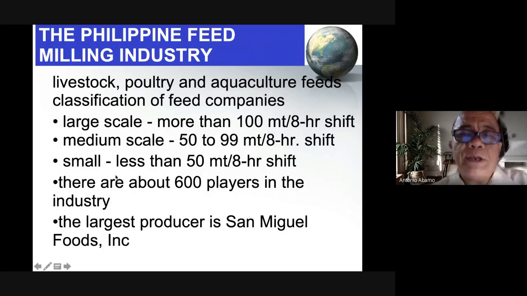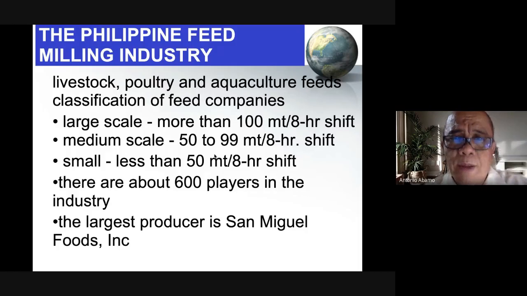There are about 600 major players in this industry. 600 major players, can you imagine? But there are only five key players in the feed milling industry. Why are they called key players? These five key players: you have San Miguel, you have Pure Foods, you have Vitarich, you have Robina, and then you also have General Milling. Five giants in the feed milling industry.